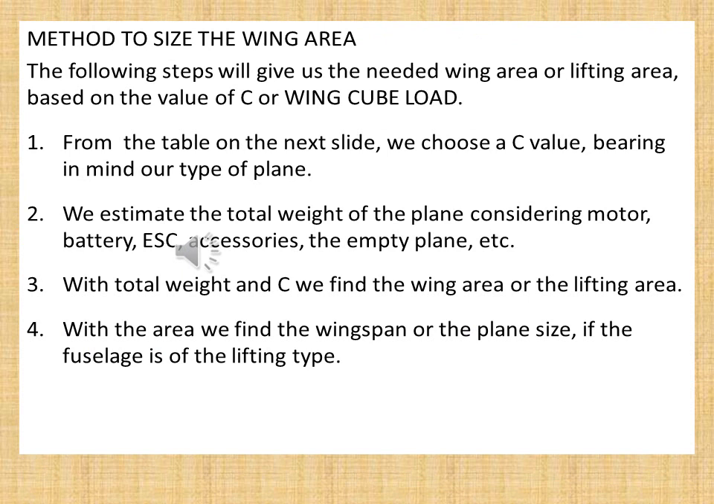Method to size the wing area. The following steps will give us the needed wing area or lifting area, based on the value of C or wing cube load. From the table on the next slide, we choose a C value, bearing in mind our type of plane. We estimate the total weight of the plane considering motor, battery, ESC, accessories, the empty plane, etc. With total weight and C we find the wing area or the lifting area. With the area we find the wingspan or the plane size, if the fuselage is of the lifting type.